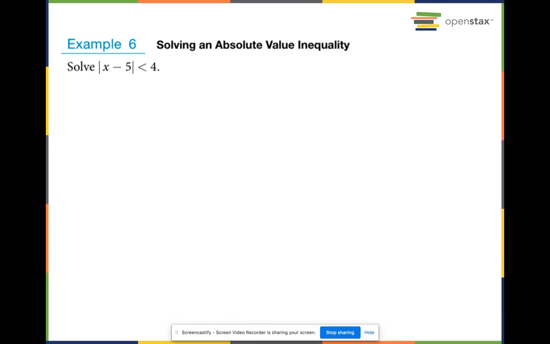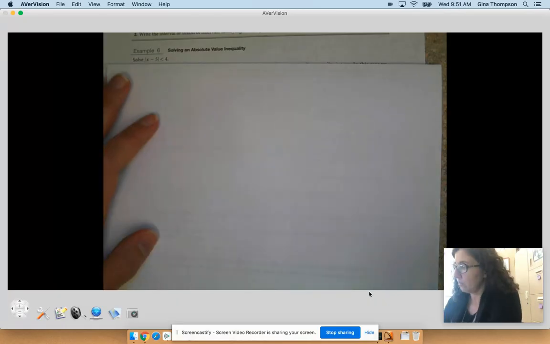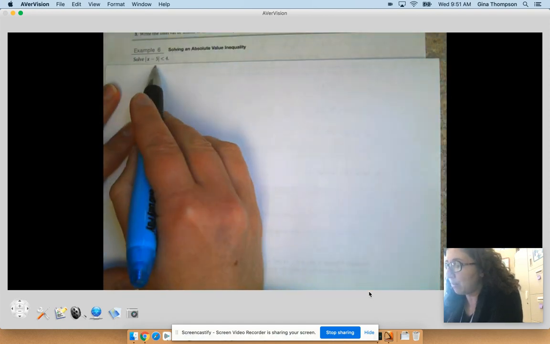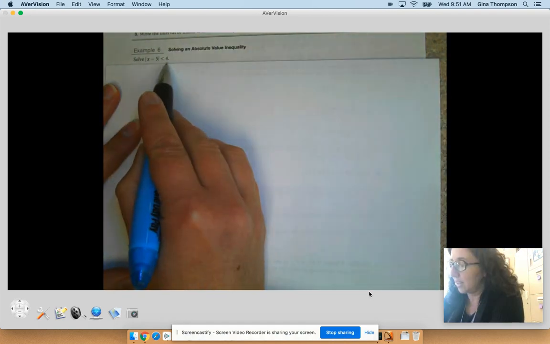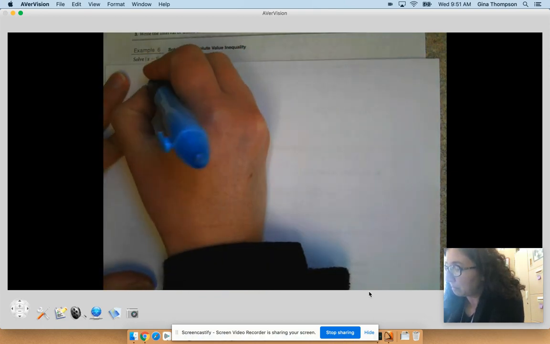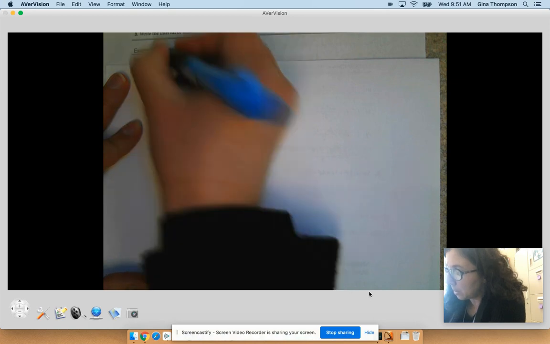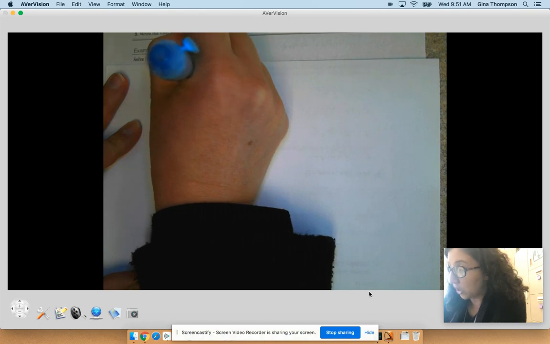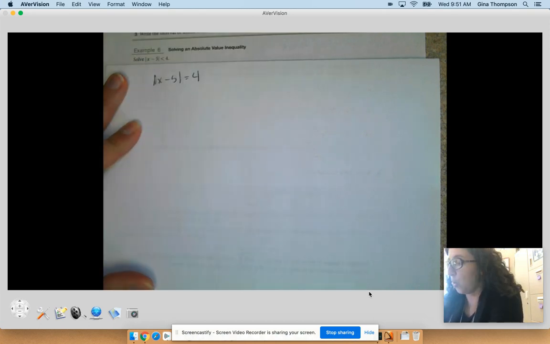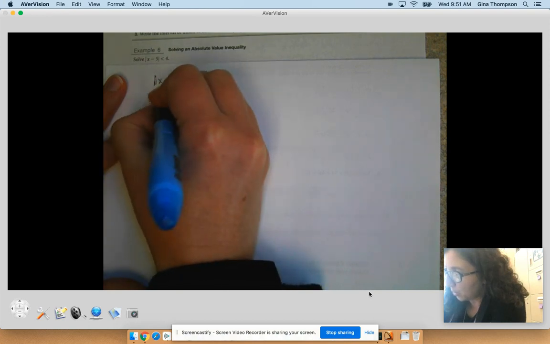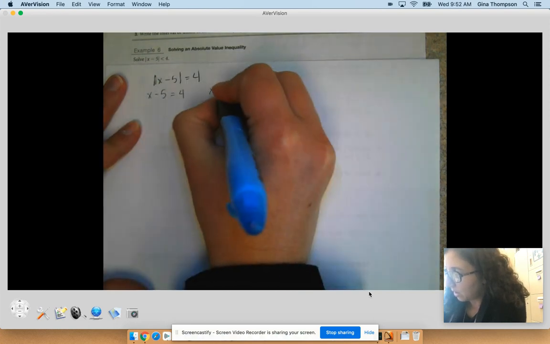So here's solve the absolute value of x minus 5 is less than 4. Let's go to the webcam. All right, so here's our inequality. Solve the absolute value of x minus 5 is less than 4. Okay, so what they suggest to do is solve this equation, just like we did before. And how do we do that? Well, we say x minus 5 equals 4, and x minus 5 equals negative 4.